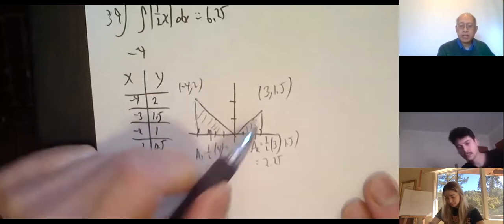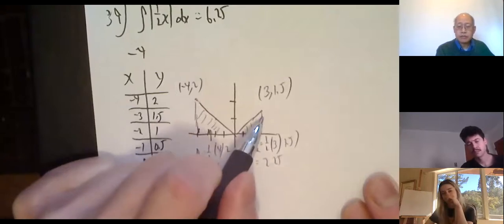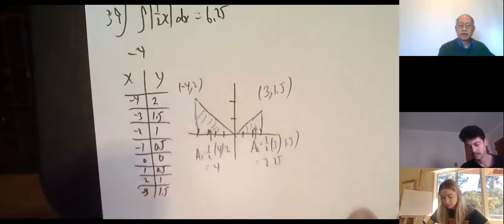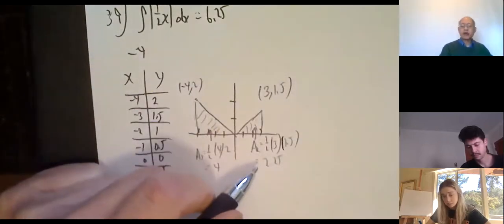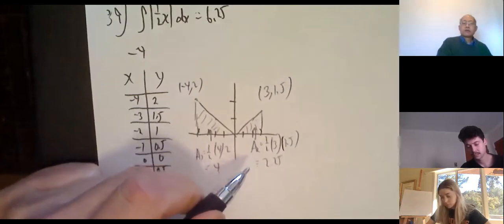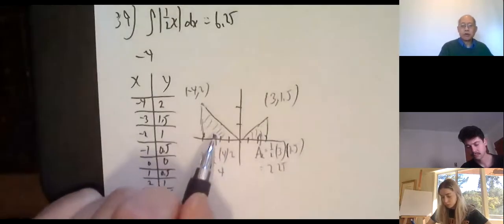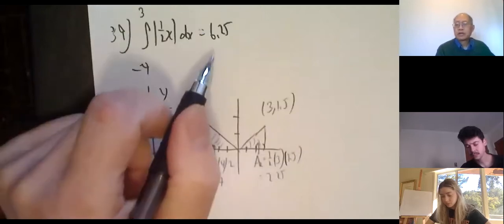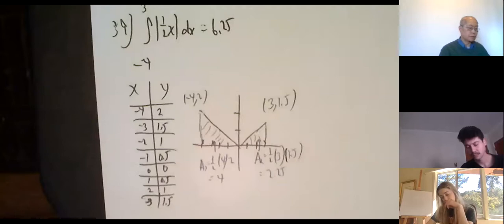Same thing here, 1/2 base times height. So this is 3 units, and that's 1.5. So 1/2 of 3 times 1.5. I guess there should be another parenthesis here. Anyway, 2.25. So the integral from -4 to 3 is 4 positive plus 2.25 positive, net result 6.25. So there we go.